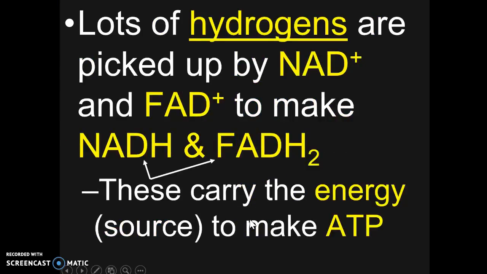Okay, during this process, lots of hydrogens are picked up by NAD and FAD. Again, both of these are electron carriers to make NADH and FADH2. These carry the energy source to make ATP. Okay, so kind of a form of energy that's going to allow us to make more ATP, which is the goal of respiration. We want energy.